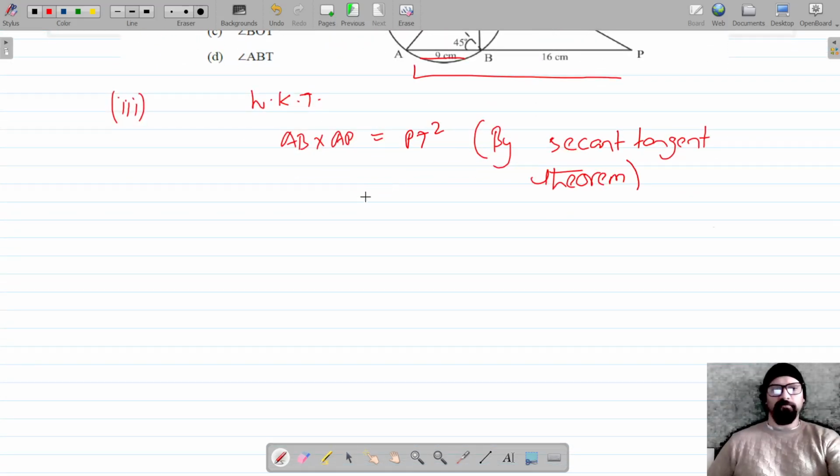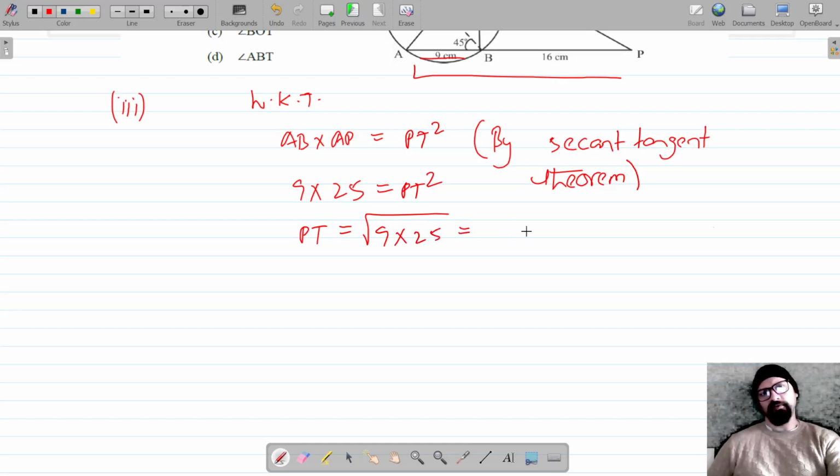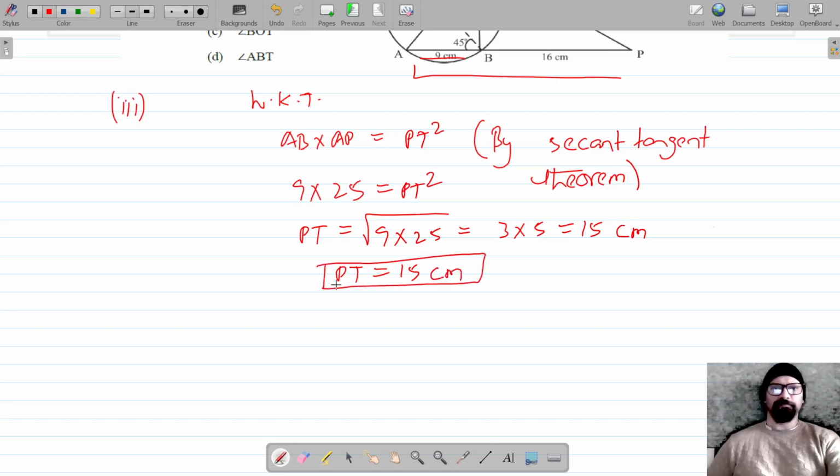So let's put the respective values. AB is 9, AP is 25, that is equal to PT square. So PT is equal to the square root of 9 into 25, which is 3 into 5, so this is 15. So PT is equal to 15 centimeter.